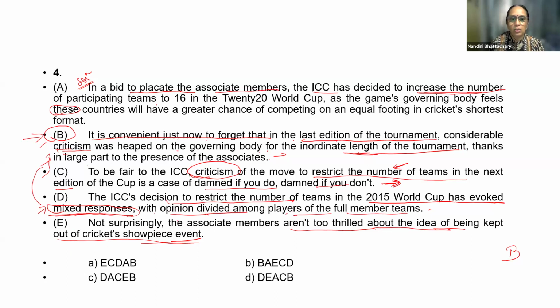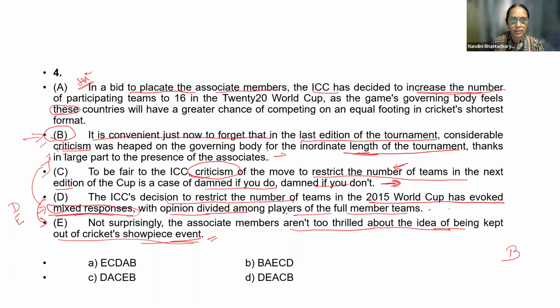Now, the associate members were not too thrilled about the idea of being kept out. So restricting the number of teams would have led to some teams being kept out. So can D and E go together? Do these form a mandatory pair in the order of D and E? Right? Okay.